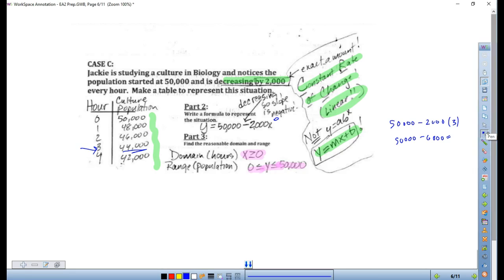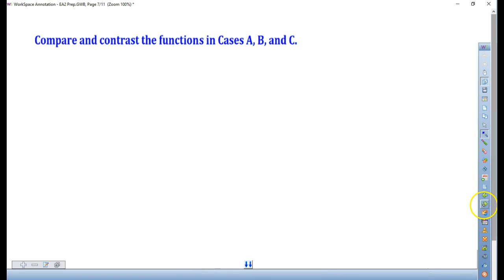Without context, we know that the exponential function will never actually reach 0 if you are talking about pieces of a bacteria. All right, so then these are where a lot of the points come in on the EA. Compare and contrast the functions. There's just a lot of things you can say. You want to think about where they're increasing or decreasing, if they're exponential or linear, how fast they're decreasing, will they ever be the same as each other, things like that.